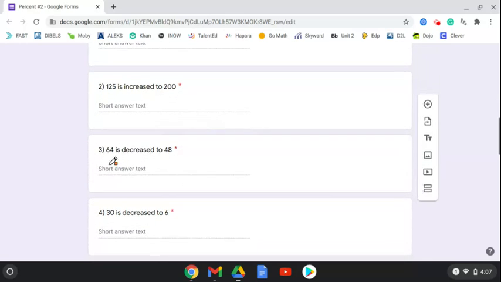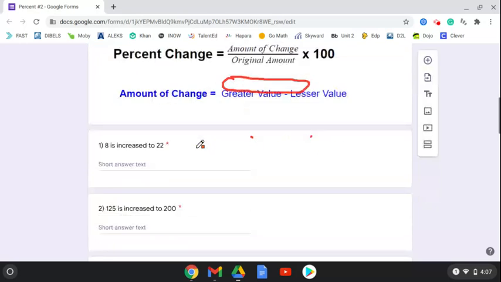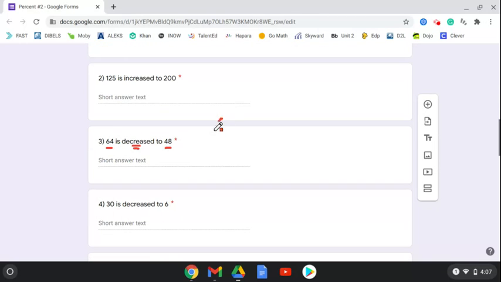Go to number 3. Number 3 says 64 is decreased to 48. Okay, so I know that my answer right now is going to be some amount, some percentage decrease, right? Because my numbers are going down. So let's first find the amount of change. The amount of change, remember, is equal to the greater value minus the lesser value. So my greater value is 64 minus the lesser value of 48.